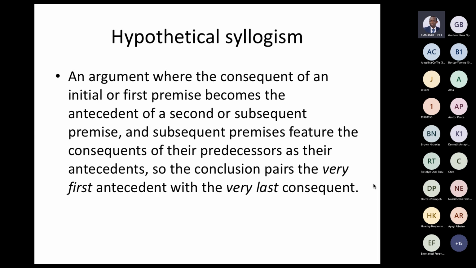Now let's go to hypothetical syllogism. Now, modus ponens and modus tollens are two valid forms of deductive reasoning. There are four of them, so we are going to look at the other two. The other two are hypothetical syllogism and disjunctive syllogism. Now, let's look at hypothetical syllogism.